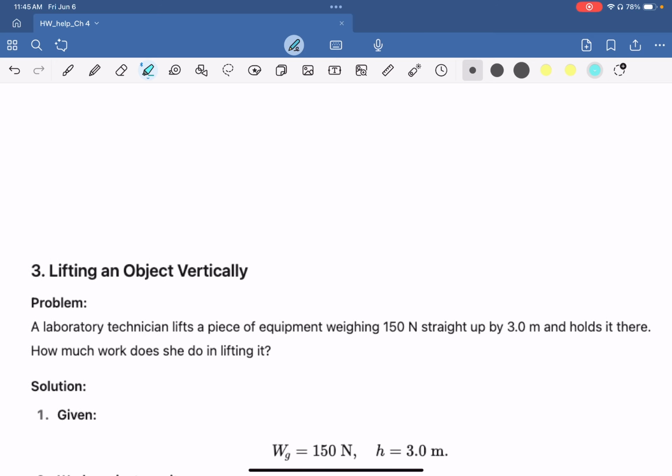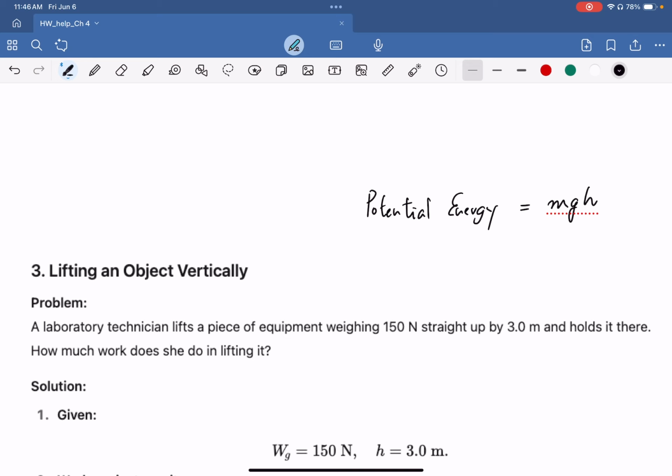This question is about lifting an object vertically. When you lift an object vertically, its potential energy increases. So this problem has to do with change in potential energy. The formula for potential energy is mgh, where m is the mass, g is the acceleration due to gravity, and h is the height from the ground. So let's read the question.